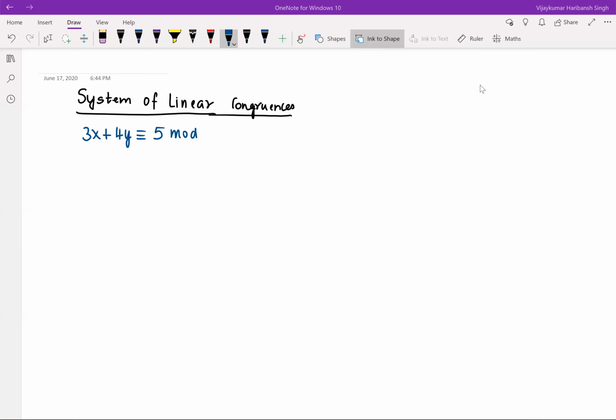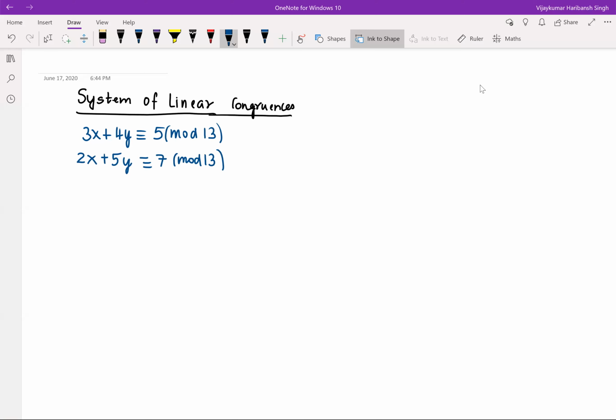Welcome students. So we want to solve system of linear congruences in this part. Suppose you are given two equations. We have 3x plus 4y is congruent to 5 mod 13. And we have 2x plus 5y is congruent to 7 mod 13. And you want to solve this system of equations.